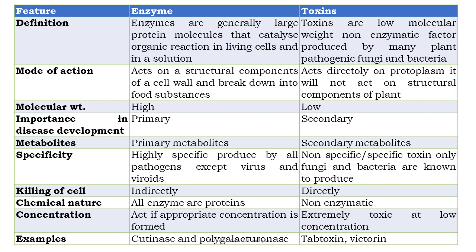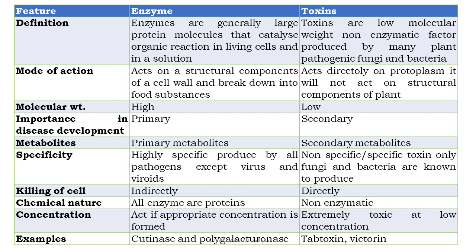If we see the molecular weight, the enzyme molecular weight is always high, and toxins are very low. In importance in disease development, enzymes are a primary factor and toxins are a secondary factor, meaning mostly they are pathogenic factors and virulence factors. As metabolites, enzymes are primary metabolites and toxins are secondary metabolites, and in specificity they are high.